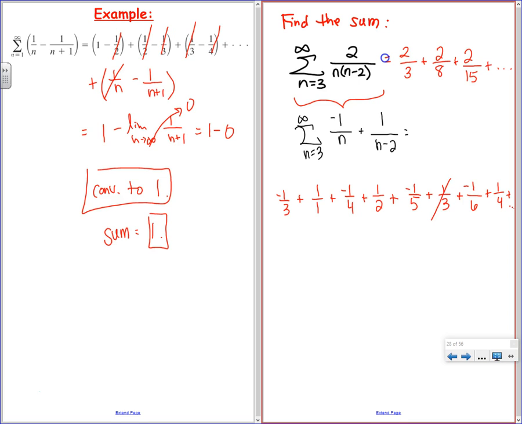So the 1/3's gonna cancel, the 1/4's gonna cancel. What else do you think's gonna cancel? Everything else besides the 1 and the 1/2. That's all that's left. Interesting. Who am I gonna take the limit of? That function.